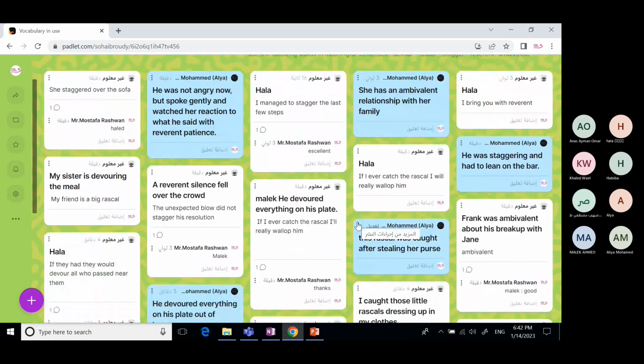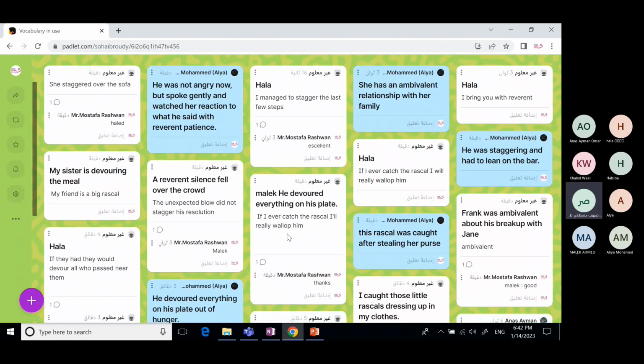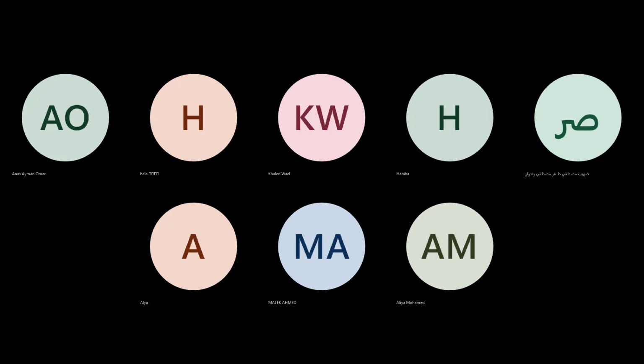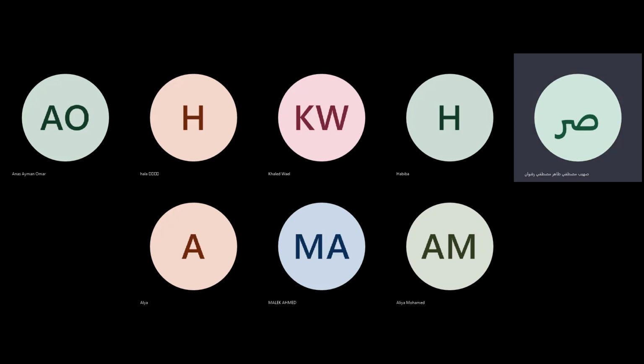Good job. Okay, now I hope you understand the meaning of these words because you will be able to use them. You will find all of these words in the text we're about to read. So let's go back. Alia wrote everything already. Thank you, Alia.